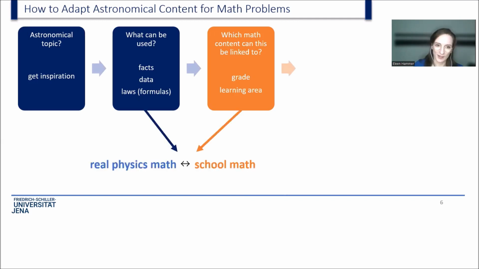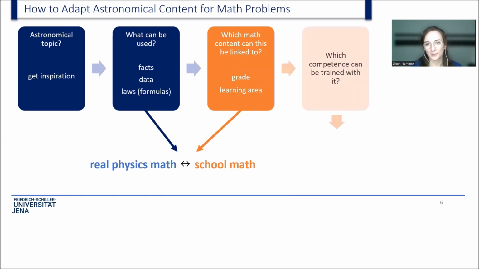And often I realize that real physics math and school math clash, because physics laws and physics math are way more complex than what we teach kids in school. So there are often unknown units, very small, very large numbers, which therefore are expressed in powers of 10. They're power laws, fraction terms, long equations with more than one variable. So all of this then needs to be simplified.